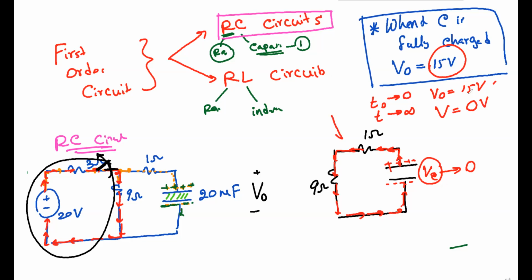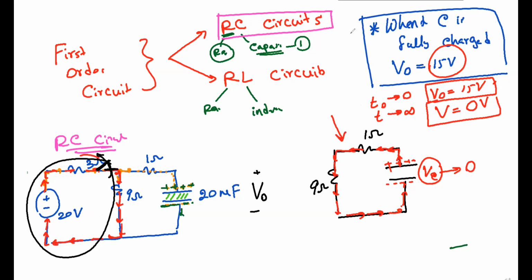Look at this one. When I remove the left-hand side of the circuit, the voltage across the capacitor was 15 at the beginning. Now, when the time goes to infinity, after a long time, the capacitor will be fully discharged and the voltage across the capacitor will become 0. Do you agree with me? Yep, that makes sense so far.